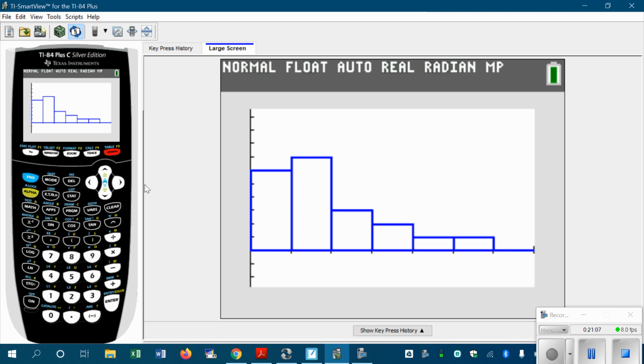But you're certainly welcome to use the default, right? ZoomStat is going to give you something. If you like it, go with it. If you don't like it, overwrite it by going into Window, all right? So that's how you make a histogram on your calculator. You also know how to make the histogram by hand using the rule of thumb measurements, okay? Thanks so much.